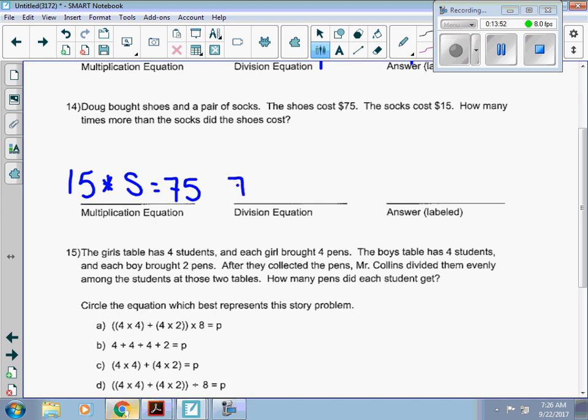Then to help me figure it out, my division equation would be putting in my fact family a different way. And it would end up being 5 times 4.